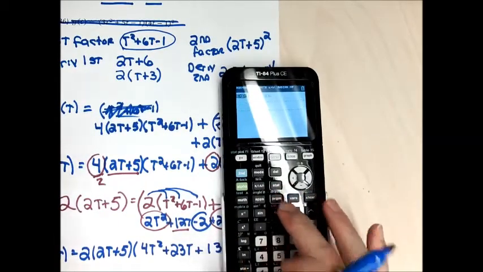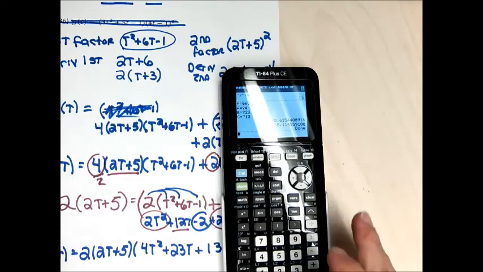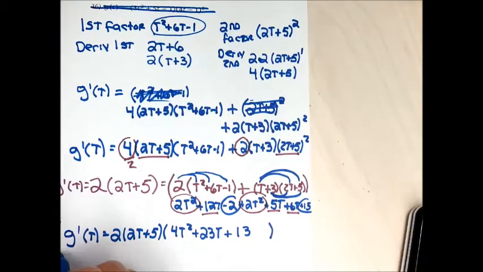So just program quad: A equals 4, B equals 23, C equals 13, decimal, so it's prime. So this would be the best answer for problem 35.